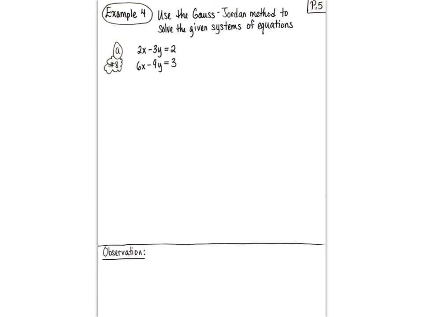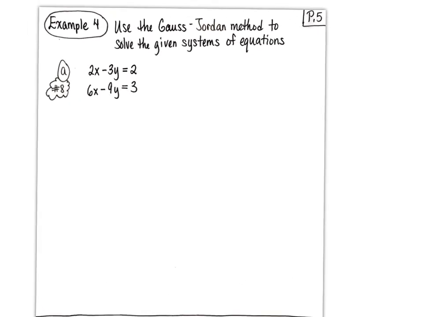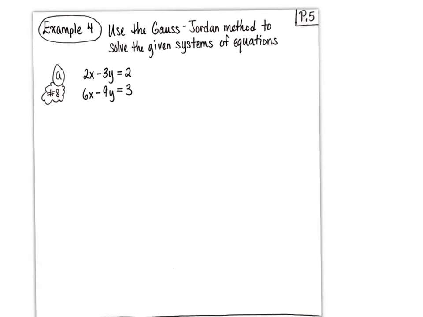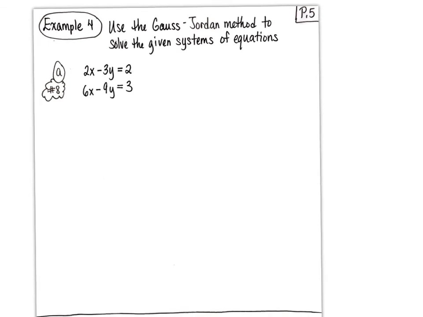Example 4. Use the Gauss-Jordan method to solve the given systems of equations. Would you like a minute to try it? Okay. So what is your augmented matrix? 2, -3, 2, and 6, -9, 3. Good.